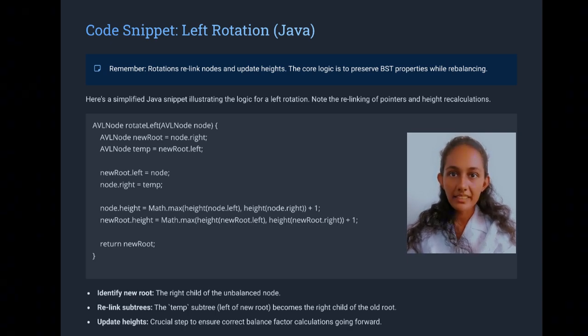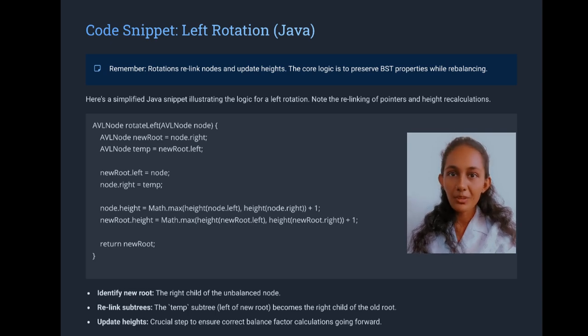And the second line, AVL node new root equals node right, which means step 1 in our recipe. Take A's right child and call it new root because after rotation this node will move up. And the third line, keep B's left subtree aside safely. We named it temp. Why? Because we don't want to lose that part of the tree while swapping nodes.